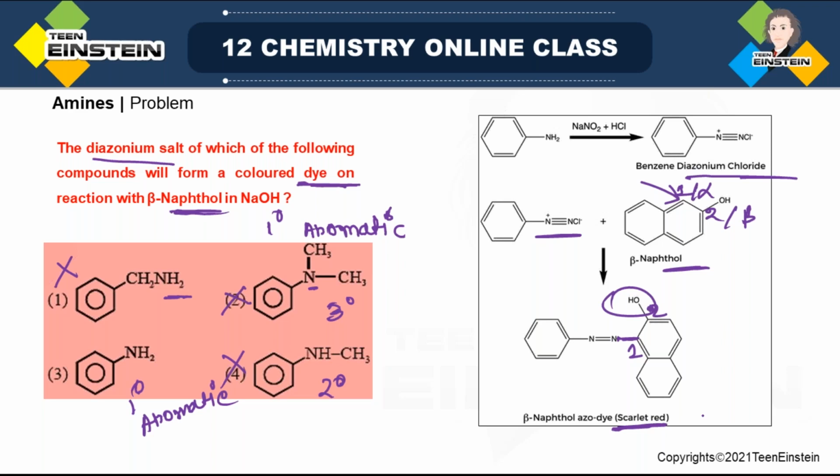Why is it an intense color? Because when there is a high amount of conjugation present in the molecule, you can see here benzene rings attached to each other through the N=N double bond. That means the benzene ring on the left-hand side can take part in resonance through the N=N double bond and the naphthalene ring. So extended conjugation is present, and this extended conjugation is the reason why it is a dye, why it is such an intense color. So this is the correct option.